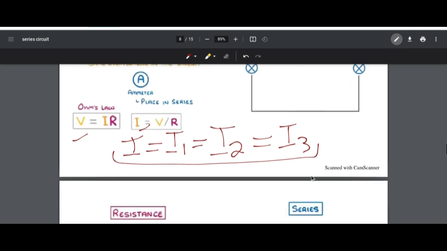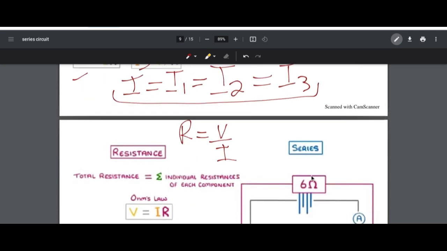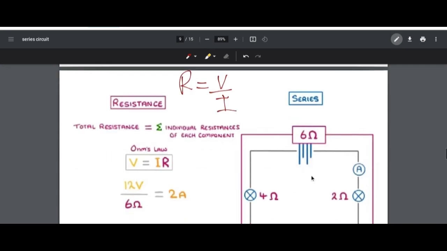When you're done, let me know. Done. Now the formula is R is equal to V by I. If we are going to talk about the total resistance, similar to the potential difference, the total resistance is just the sum of the individual resistance of each component. This green symbol just means sum or total, and you sometimes see it in physics and maths papers.